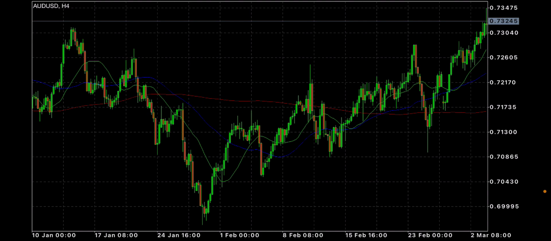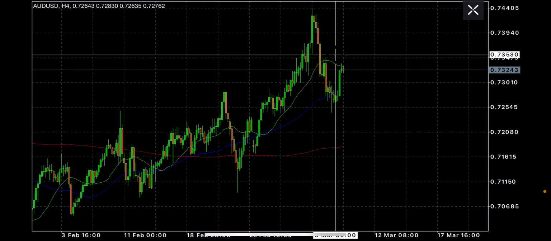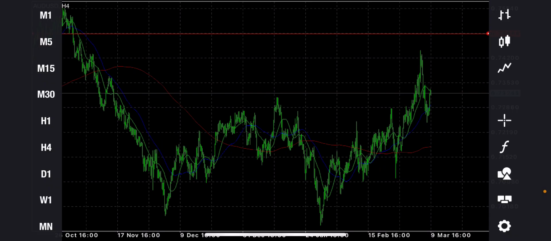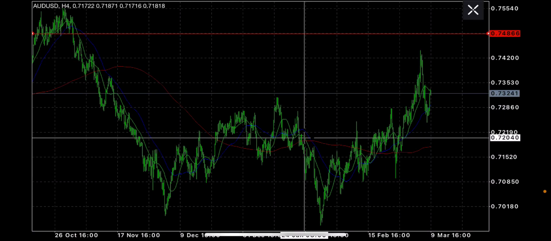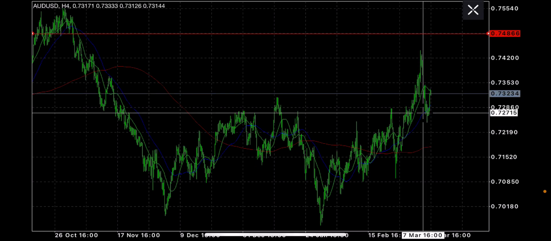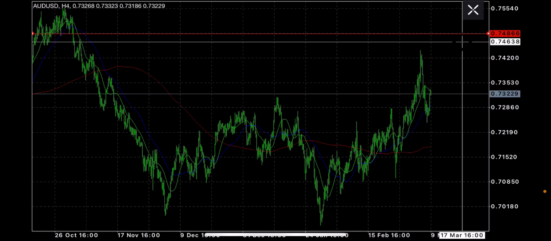Another thing to look at is that the last time price was in this area here, it came down very, very aggressively, as you can see. This is somewhat stalling, which is a good sign that it's going to keep pushing up.